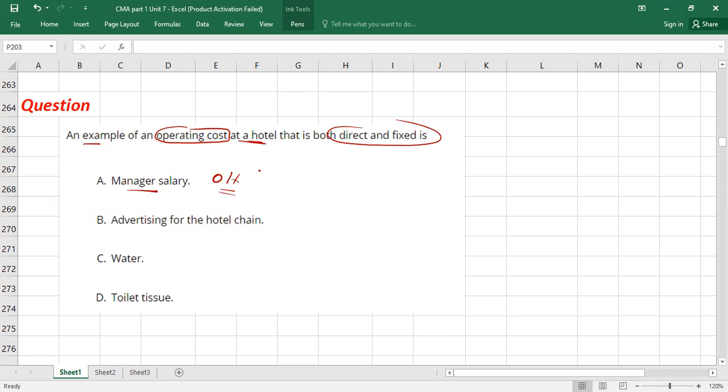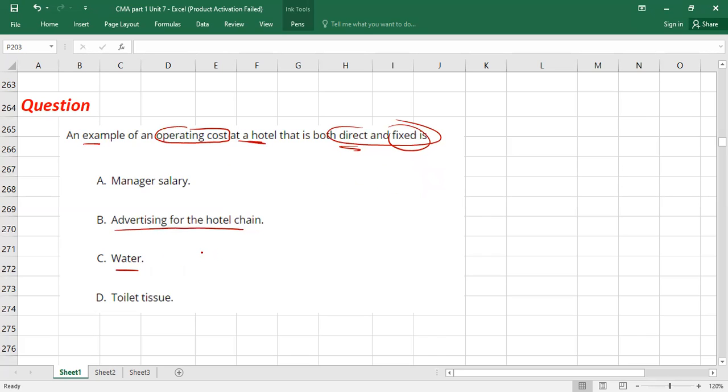Right or wrong? You have to look at it again one time. Manager salary is a fixed cost. Is it direct? Is it material? Direct will be material and labor. Is it labor? For a manager, we don't say direct labor. And it is not material also, so it doesn't fit into the definition. Look at it then. Advertisement for the hotel chain. Is it cost of material or labor? No. It is not fixed. What about water?